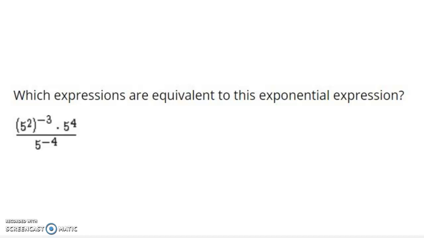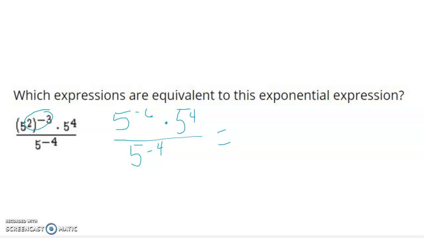So we're going to begin by looking at this right here. So we have 5 squared raised to the negative third power. When you have 5 squared raised to a power, so a power raised to a power, that's when you use multiplication. So we're going to keep our base of 5, and then we're going to multiply 2 times negative 3, which is negative 6. And we multiply that times 5 to the fourth power divided by 5 to the negative fourth. All right, now we're going to continue to use our rules or our properties for our integer exponents.